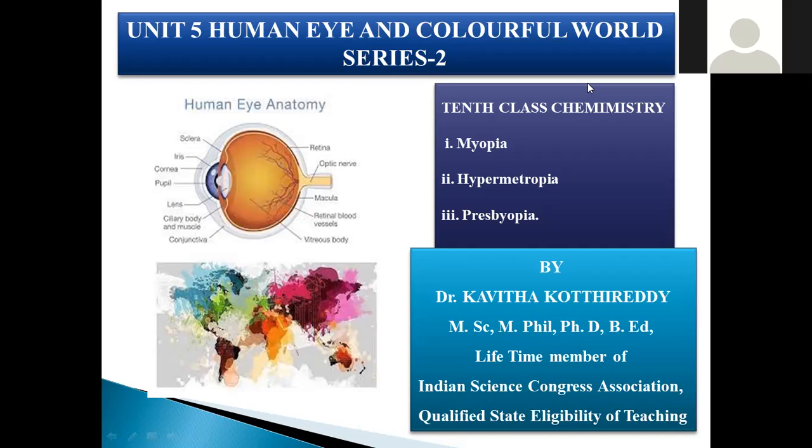In today's session, we are going to discuss the defects which are observed in vision. When any problems arise in the human eye, what kind of defects or vision impairment are possible, especially myopia, hypermetropia and presbyopia. These three topics are going to be covered in today's session. So let us enter into our actual concept.